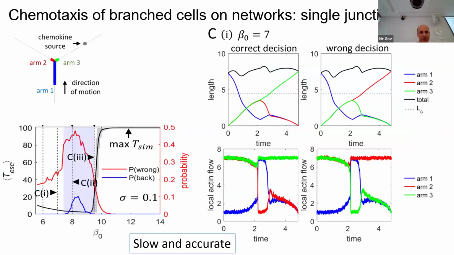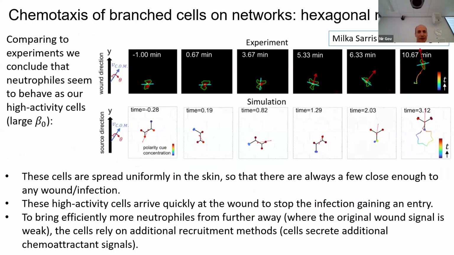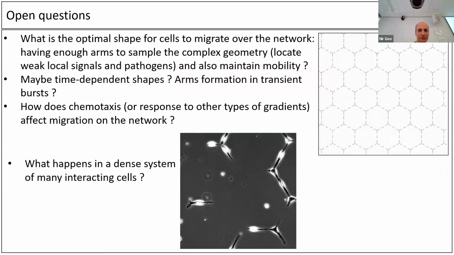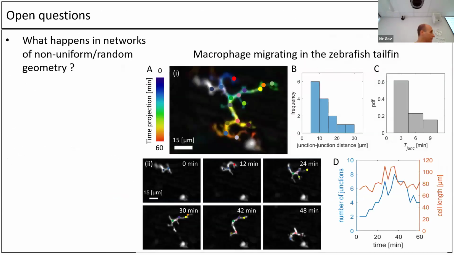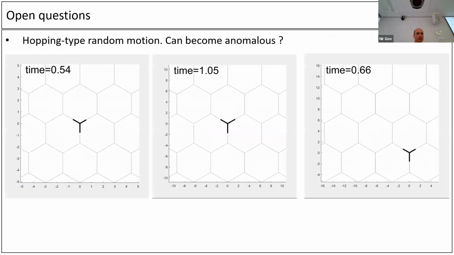So I will just not have time to talk much about this chemotaxis problem, but I will just leave you with some open questions. One open question, which maybe the mathematicians here would be interested in, is what happens in random networks, because real cells are moving in something which is not perfectly hexagonal, and we've just started to think about how to quantify such random networks, but we haven't actually let our object move on them yet. So this is for the future, and thank you very much.